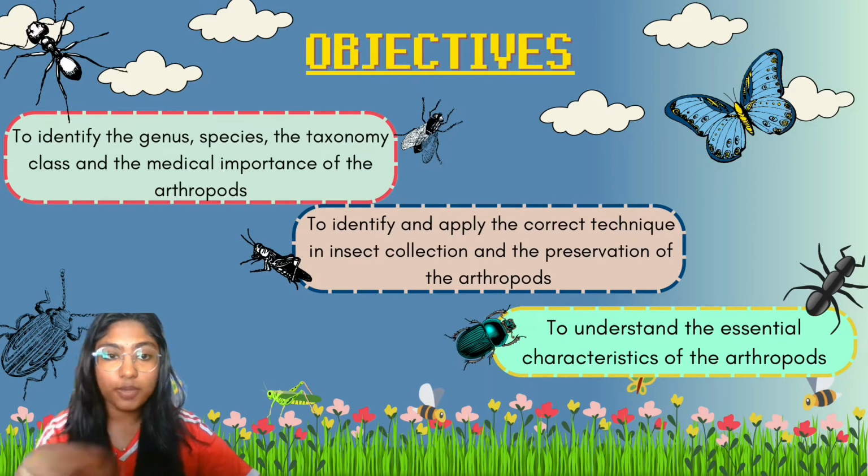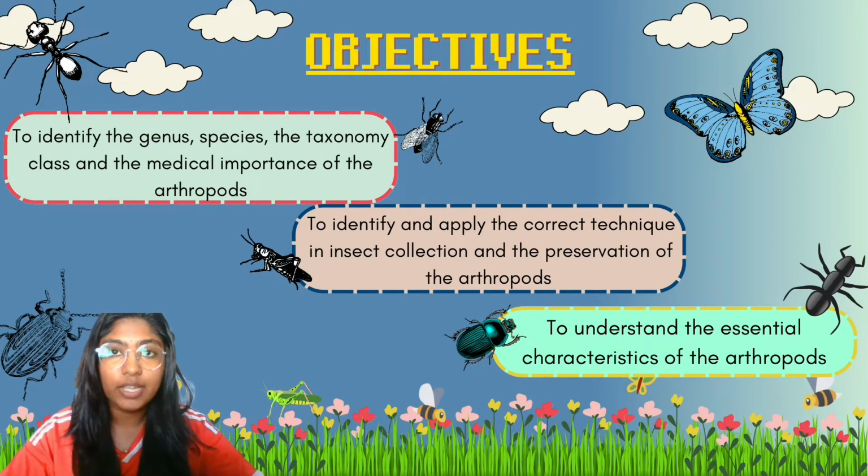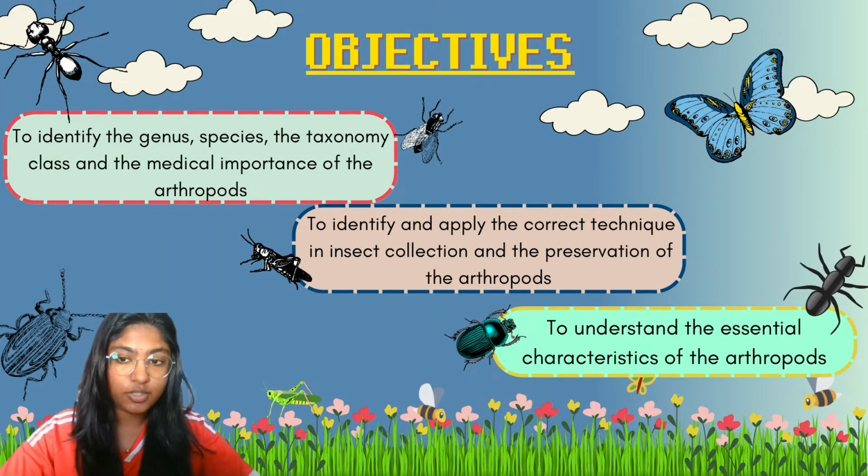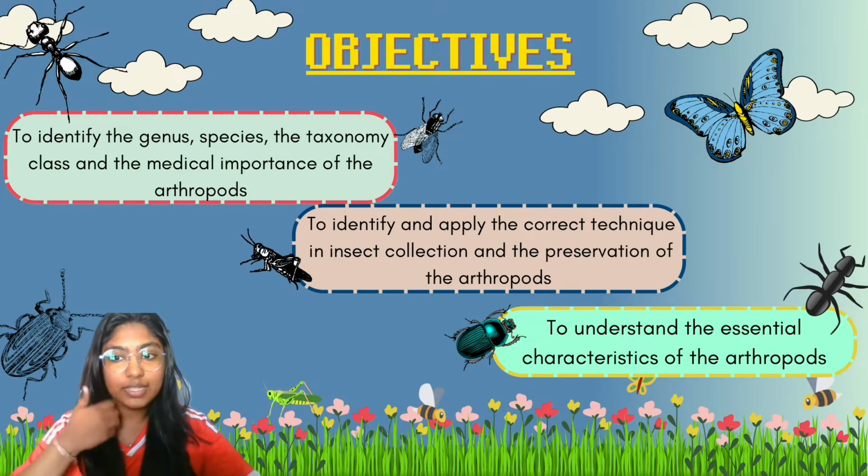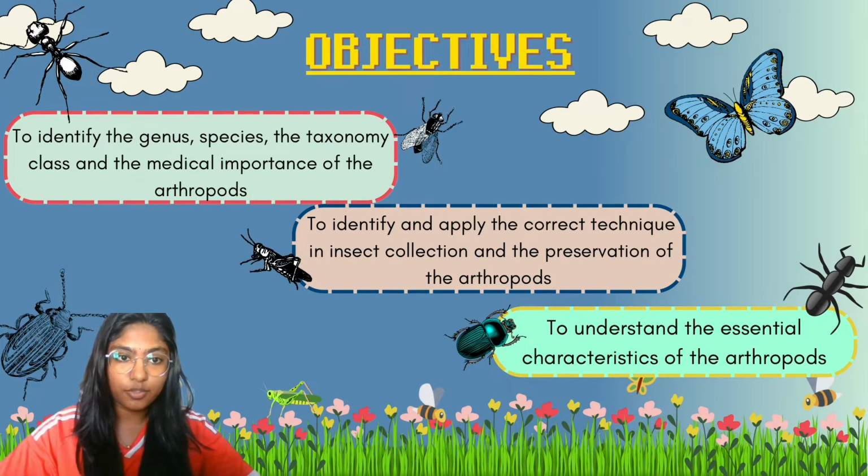I'm here to talk about the objectives of the major project. First is to identify the genus, species, the taxonomy class, and the medical importance of the arthropods, and also to identify and apply the correct techniques in insect collection and the correct technique for the preservation of the arthropods, and also to understand the essential characteristics of the arthropods.